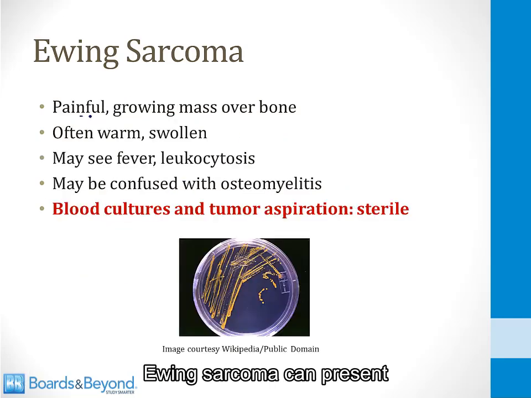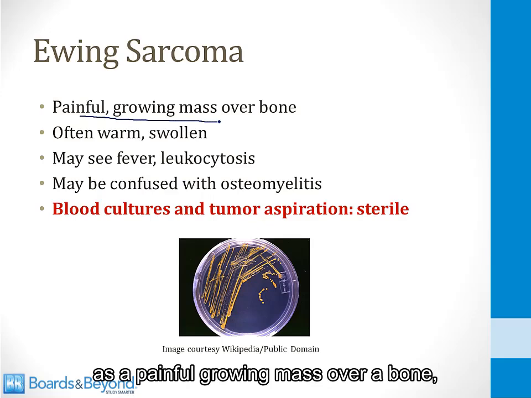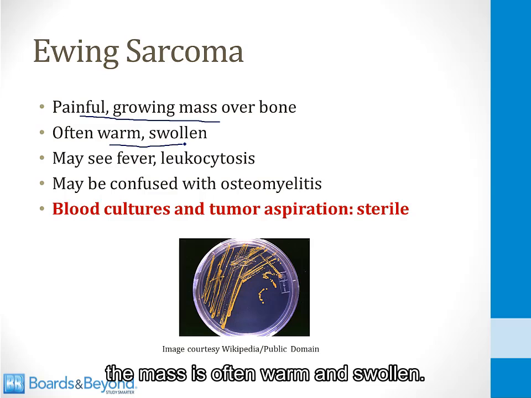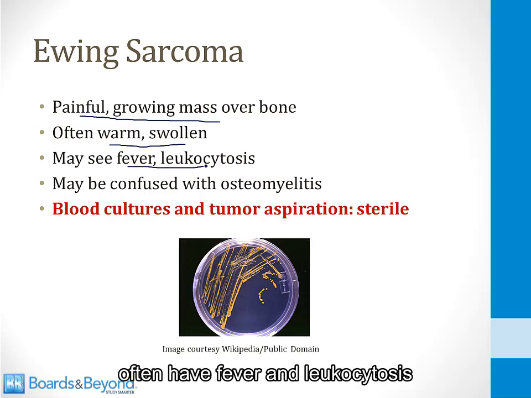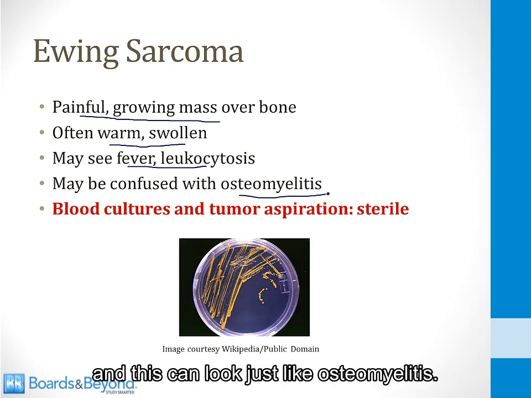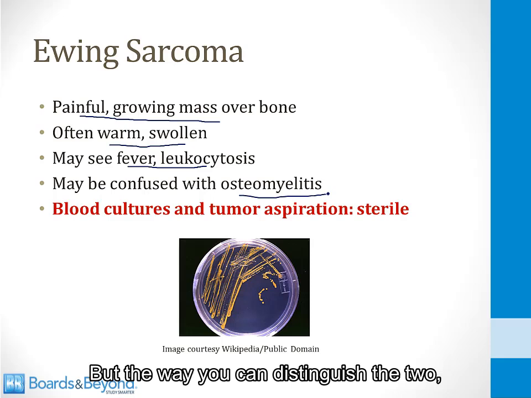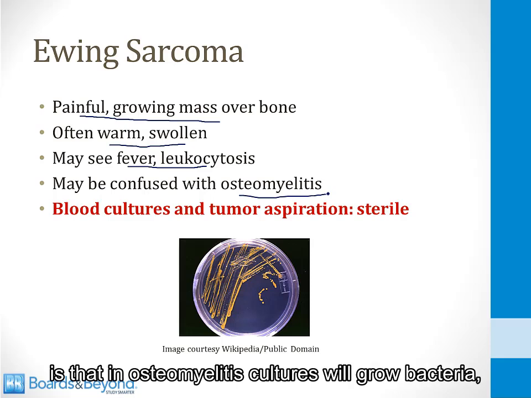Ewing sarcoma can present as a painful growing mass over a bone. The mass is often warm and swollen. In addition, children with Ewing sarcoma often have fever and leukocytosis, and this can look just like osteomyelitis. But the way you can distinguish the two is that in osteomyelitis, cultures will grow bacteria.